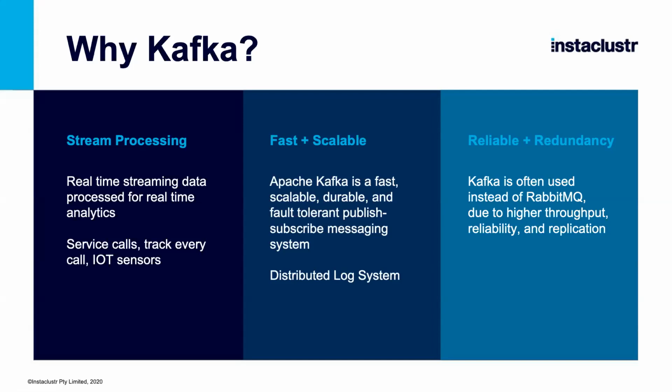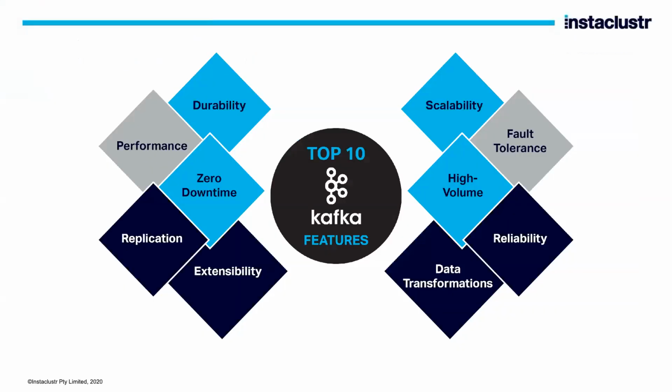So Kafka is often used instead of RabbitMQ due to its higher throughput, reliability, and replication. Kafka is also used as a message-oriented middleware. Kafka has operational simplicity. It's easy to set up and use, and it's easy to reason how Kafka works. However, the main reason Kafka is popular is because of its excellent performance.